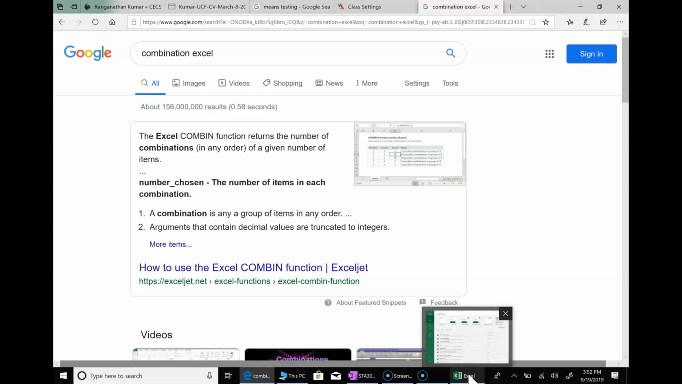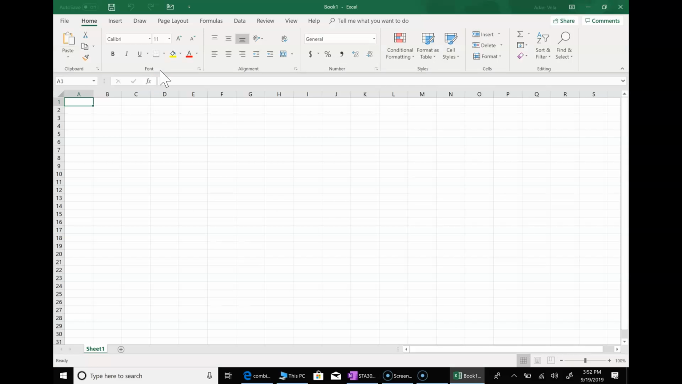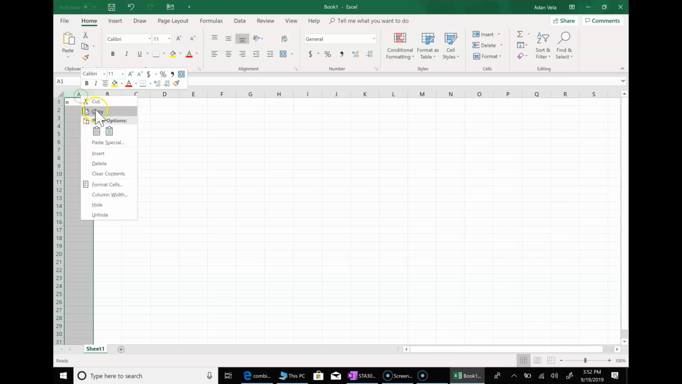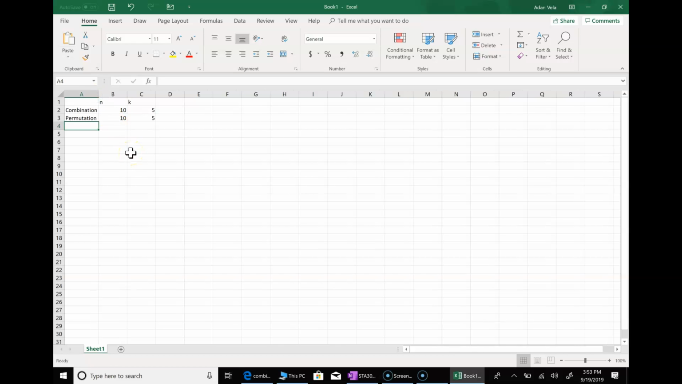So actually, it is worth it. You might as well just have a sheet in Excel for combinations and permutations, and you give it n and k, and it gives you the answer. Let's go ahead and do that. All right, so you can do n, k. You might as well just keep something like this in here.